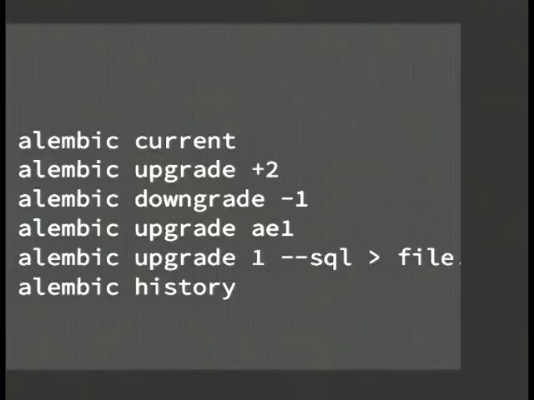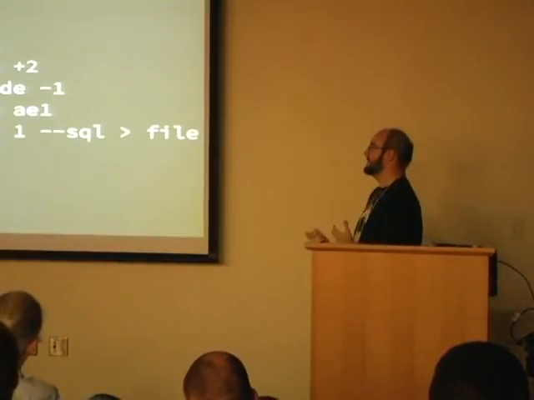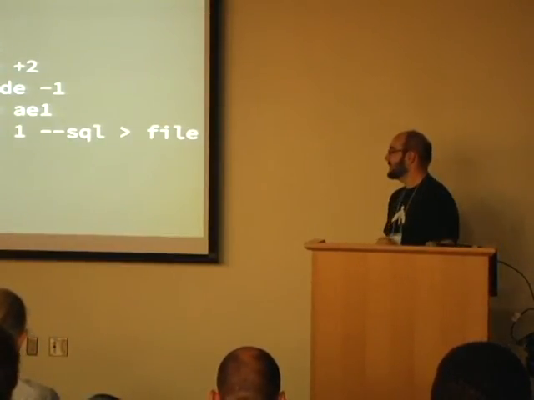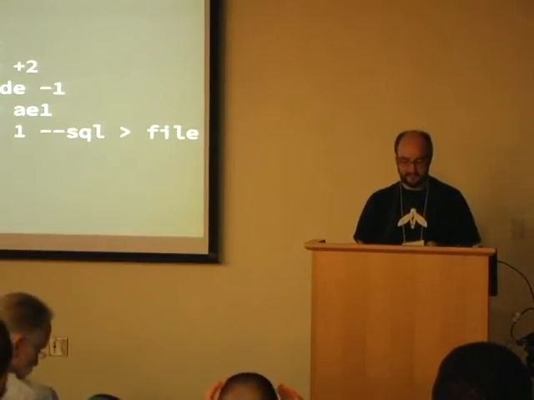We can upgrade with just part. So this is a partial match upgrade, this AE1. That lets me just type in the first few characters and it'll go. If we want to just dump the SQL and make sure that what Alembic detected, or what I created, makes sense compared against the database, then the Alembic upgrade 1 --sql will dump that SQL out to the screen. Of course, you can redirect that to a file.